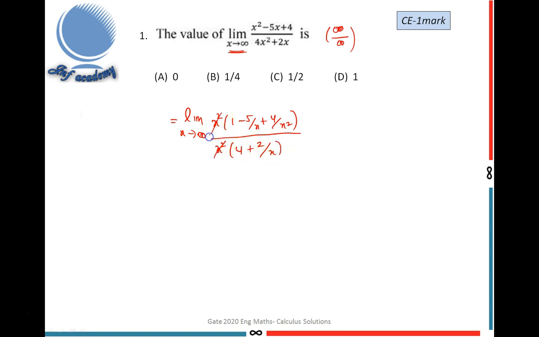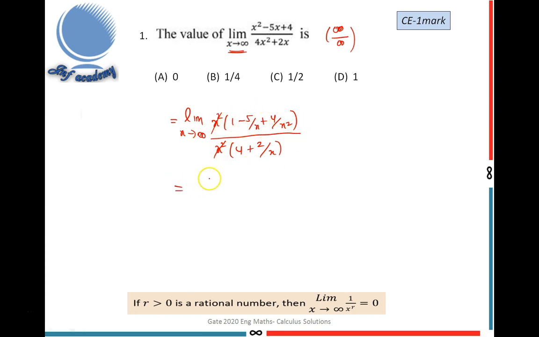Here x square cancels. In that place I use another result. That is, if r greater than 0 is a rational number, then limit x tends to infinity 1 by x power r equals 0. By using that result, you can say limit x tends to infinity 5 by x is 0, because this is 1 by x power 1. So in this case 0, and this is also 0, 1 by x square. So finally I got the limit as x tends to infinity, that value is 1. Numerator is 1 and denominator is 4. So the final answer is 1 by 4. Answer is option B.